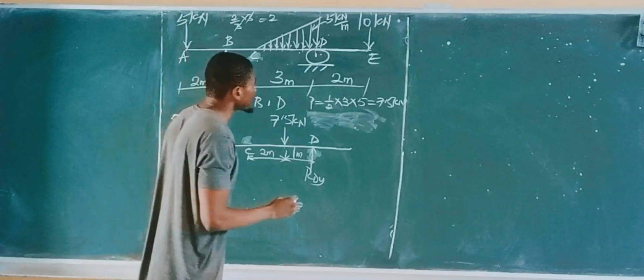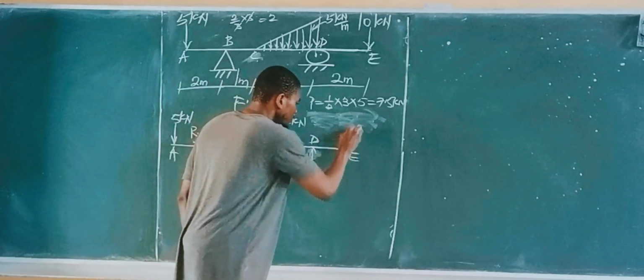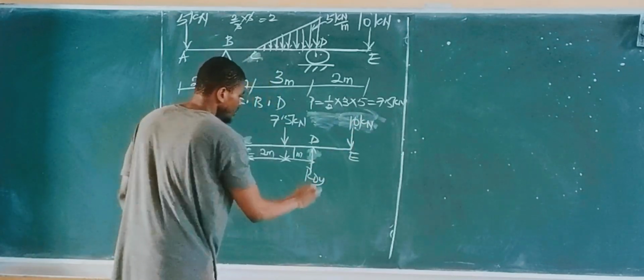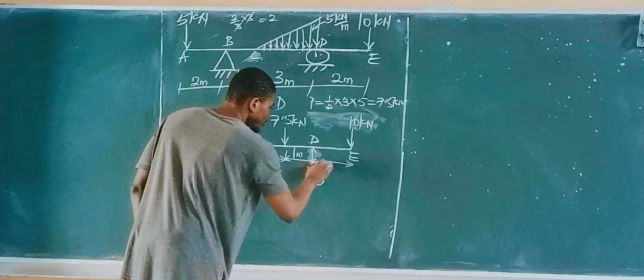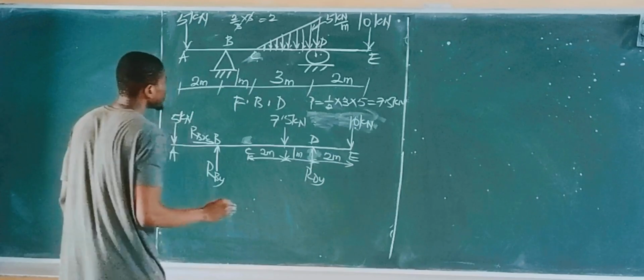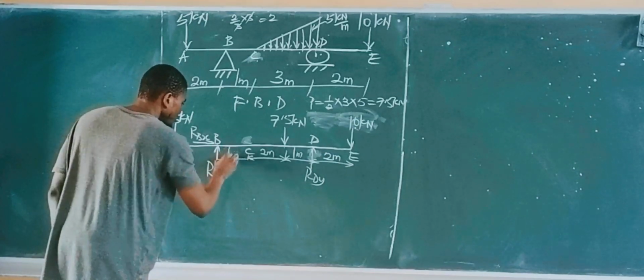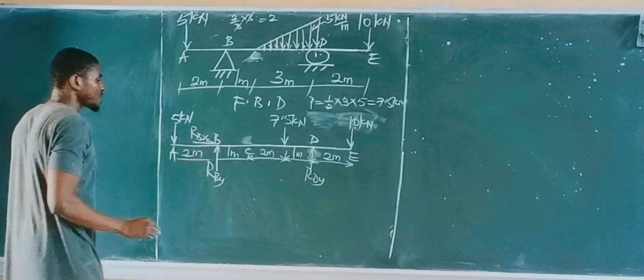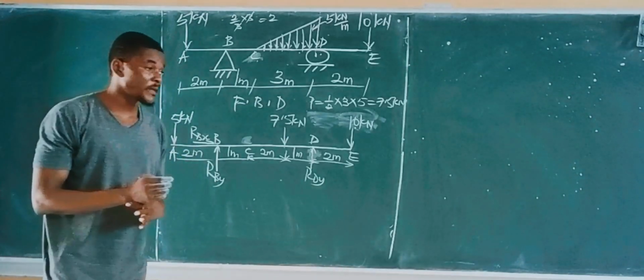And then finally at point A, we have a 10 kilonewton force acting downwards. The distance is 2 meters. This is 1 meter, and this is 2 meters. So that's the free body diagram for that beam.